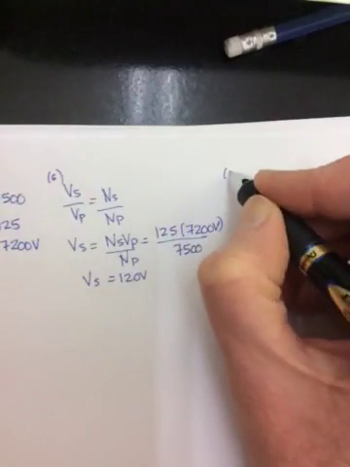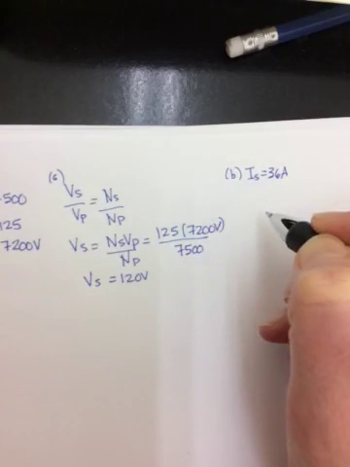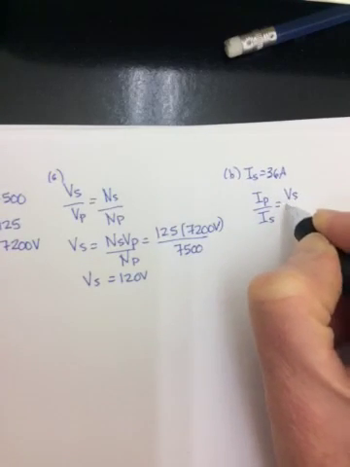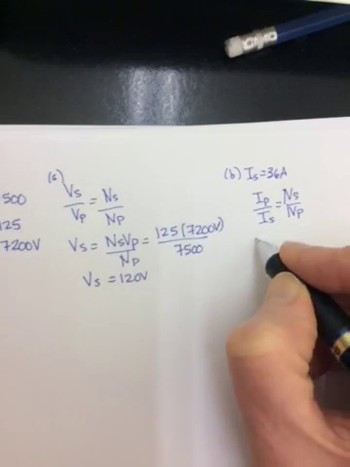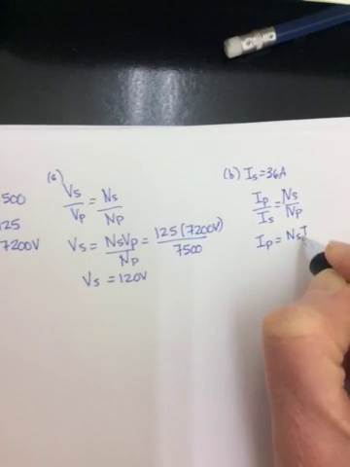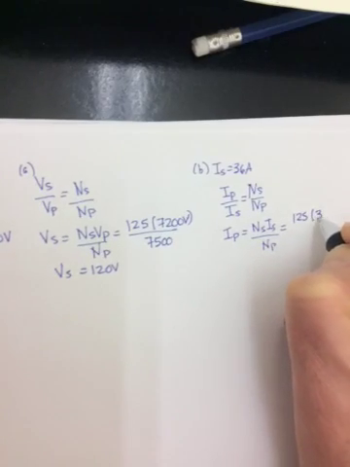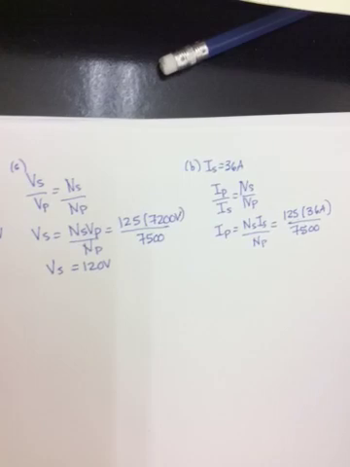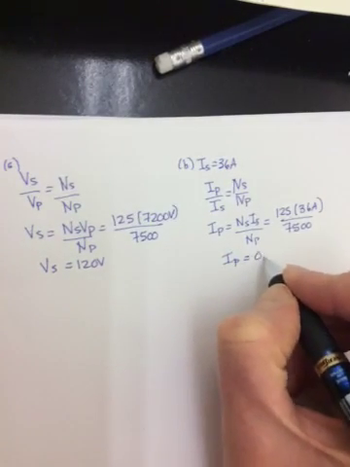That's part A. Part B asks, what if the current in the secondary is 36 amps, so IS is 36 amps, what is the current in the primary? So IP over IS, and remember these ones are backwards, so this will be VS over VP, or actually it probably should use the N's because you know they're right, so NS over NP. Bring the IS up, so IP is equal to NS IS over NP. NS was 125, IS was 36 amps, and NP was 7,500. 125 and 7,500 reduces to 60, so that's like 36 over 60. So 0.6 is equal to 0.6 of an amp.